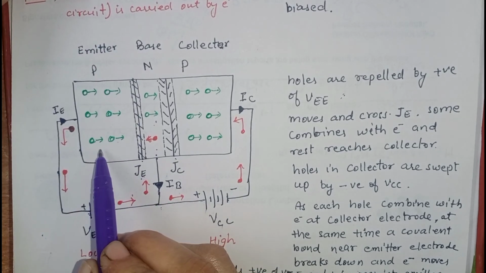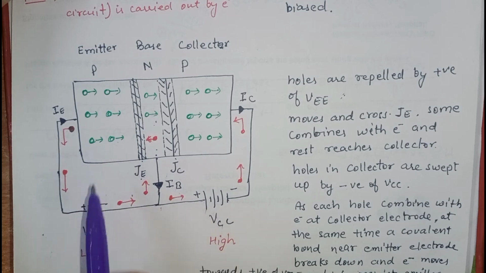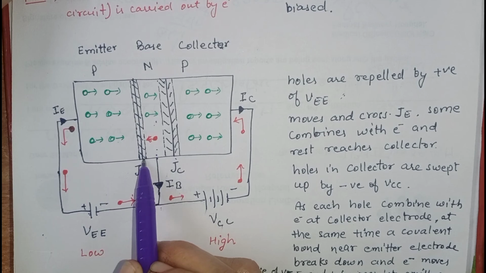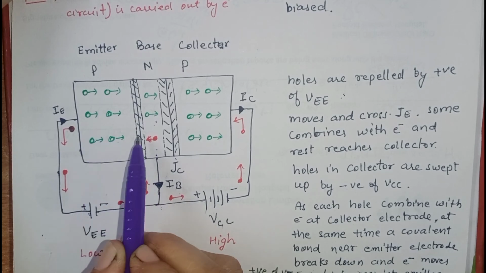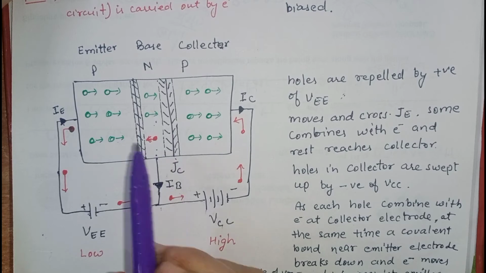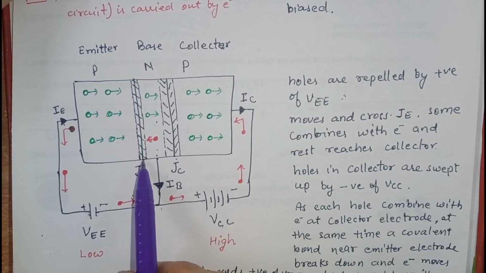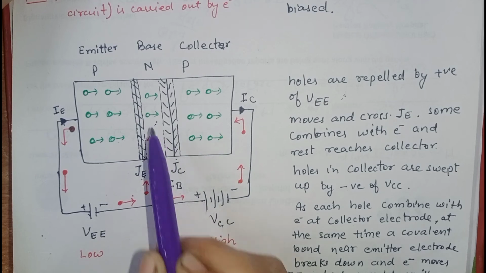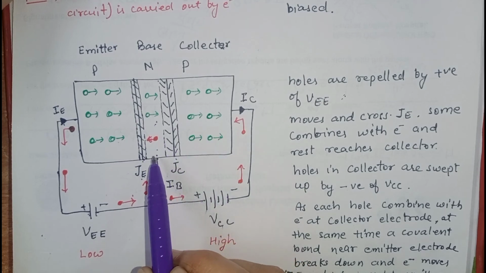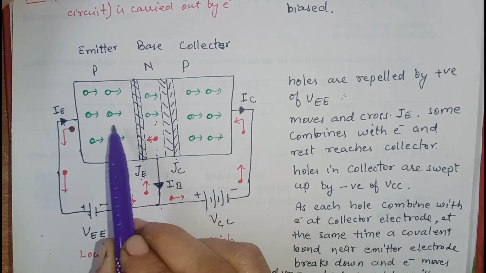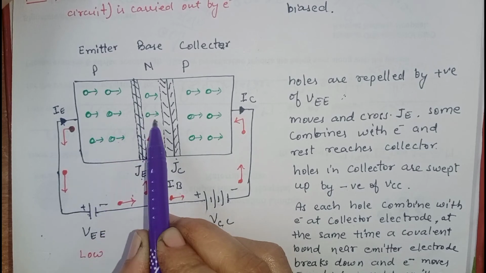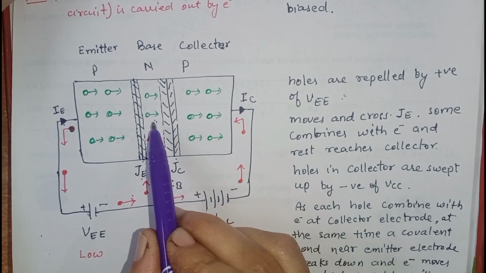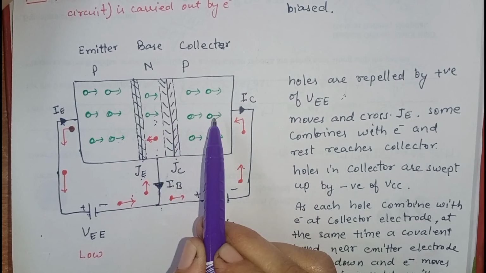We know these holes are positively charged, so they are repelled by the positive terminal of the battery towards the emitter base junction. The movement of these holes towards the junction constitutes emitter current. Now as the potential here is very low because it is forward bias, they reach the base region. Here this base is lightly doped and very thin also, so some of the holes coming from this region combine with the electrons here, and the rest of the holes reach the collector region.